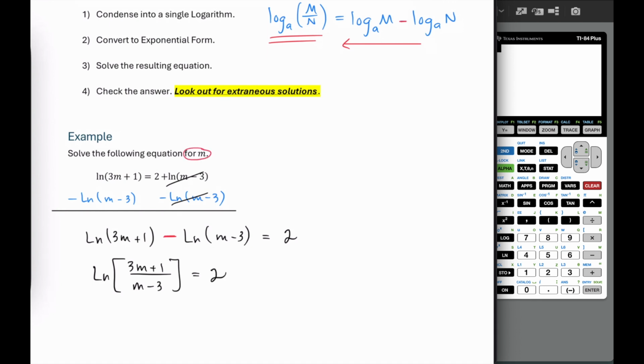Now in order to solve for m, where the m is trapped in the argument of the logarithm, we'll need to convert to exponential form in order to liberate that m or to make it accessible. Remember, the ln, or the natural logarithm, is the same thing as log base e, so we'll take our base e, raise it to the 2 power, and then set that equal to this argument. So we have e squared is equal to 3m plus 1 over m minus 3.